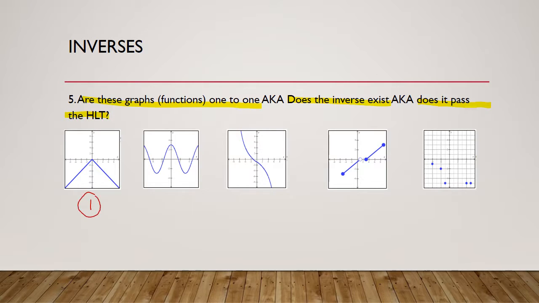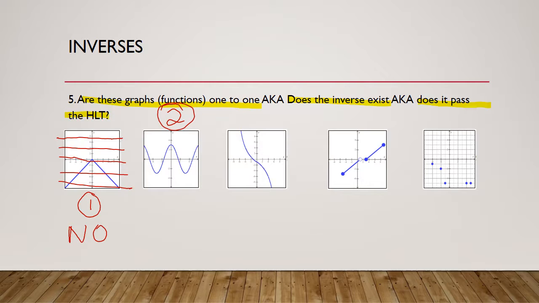So let's look at this first one here. If I pass horizontal lines over my picture, do any of the horizontal lines touch more than once? Yeah, those last three touch more than once. So for this one, the answer is no. This graph is not one-to-one. An inverse does not exist. It does not pass the horizontal line test.